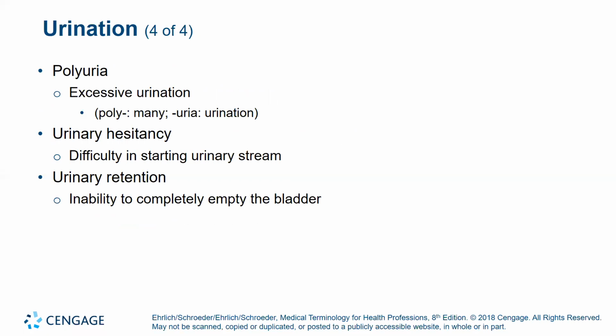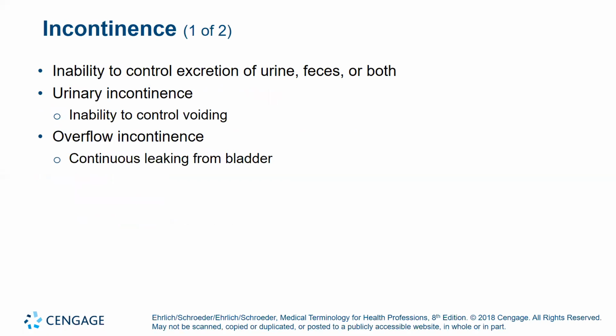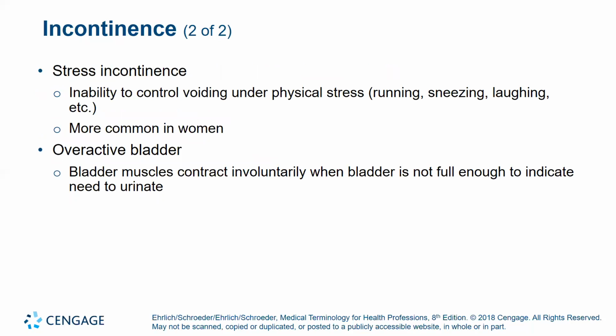And then we have urinary retention. This is an inability to completely empty the bladder. Incontinence is the inability to control excretion of urine, feces, or both. We have urinary incontinence and overflow incontinence. Also stress incontinence. This is more common in women. It's an inability to control voiding under physical stress, such as running, sneezing, laughing. And then we have the overactive bladder. This is where bladder muscles contract involuntarily when the bladder is not full enough to indicate need to urinate.